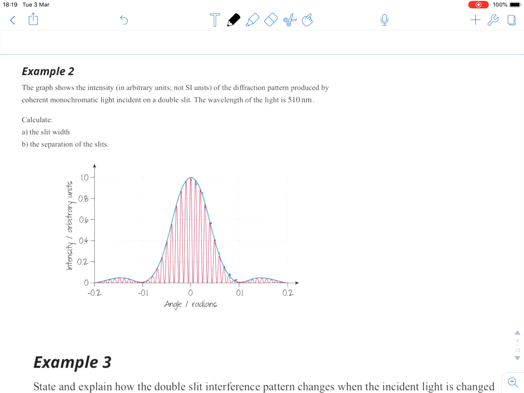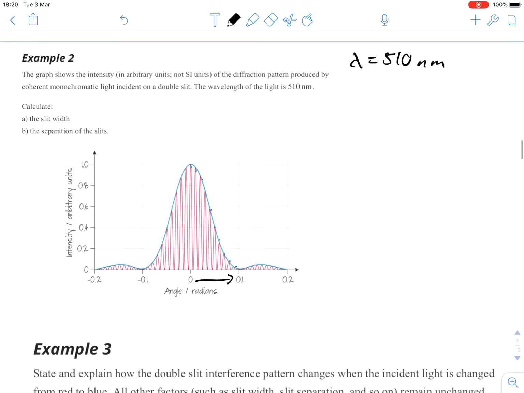The graph shows the intensity in arbitrary units, not SI units, of diffraction patterns produced by coherent monochromatic light on a double slit. The wavelength of the light is 510 nanometers. So we've got the wavelength, and I'm going to write that down first. Wavelength is 510 nanometers. We have an angle, and remember the angle is measured in radians here. So angle theta is 0.1 radians. And we want to figure out the slit width.